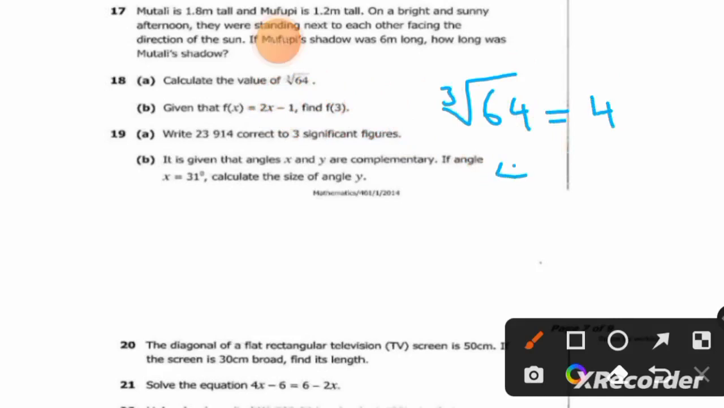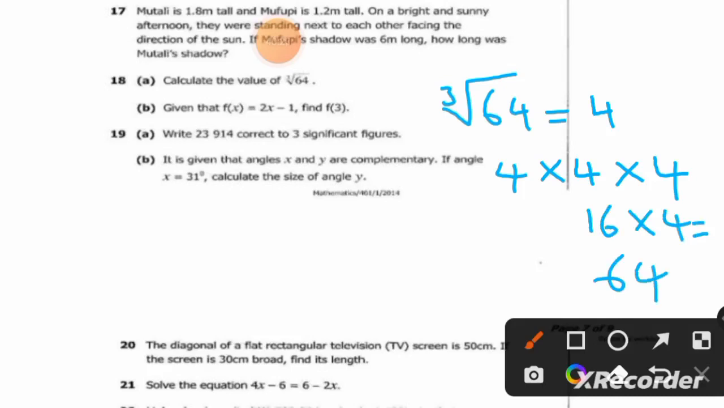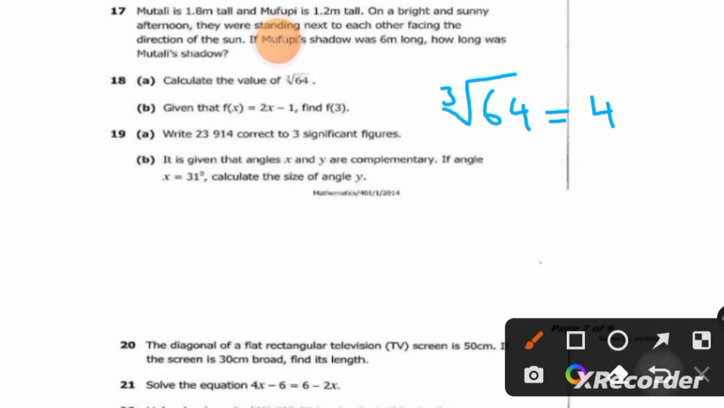If we say 4 times 4 times 4, so 4 times 4 is equal to 16. 16 times 4 is equal to 64. So therefore our correct answer on question 18A is 4. We move on to the next question.